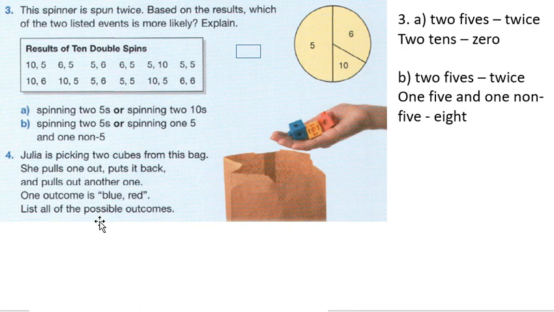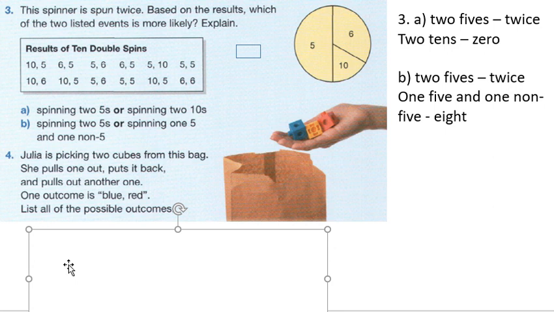Number 4, Julia is picking 2 cubes from this bag. She pulls one out, puts it back, and pulls out another one. One outcome is blue, red. List all the possible outcomes. For this, we're going to use an organized list. One very important component here is that she is replacing the cube she pulled out first. It's a completely different question if she does not replace the cube, but for this one, she is replacing the cube.